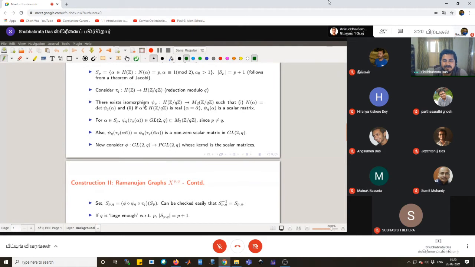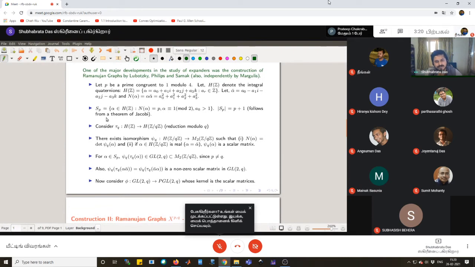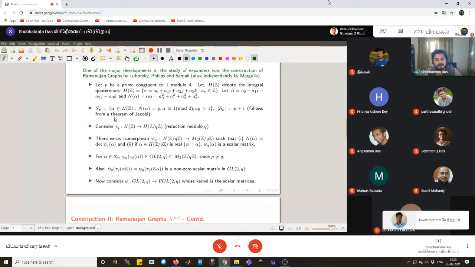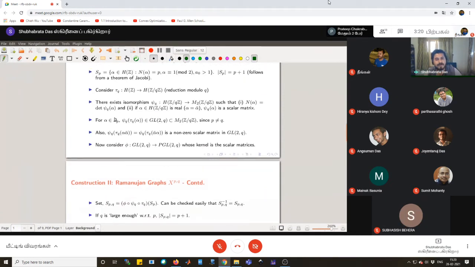So now what we will be trying to do is, starting from this symmetric set, construct a symmetric generating set for our group, and we will come to what we are considering as our group, whose Cayley graph will give us a Ramanujan graph.